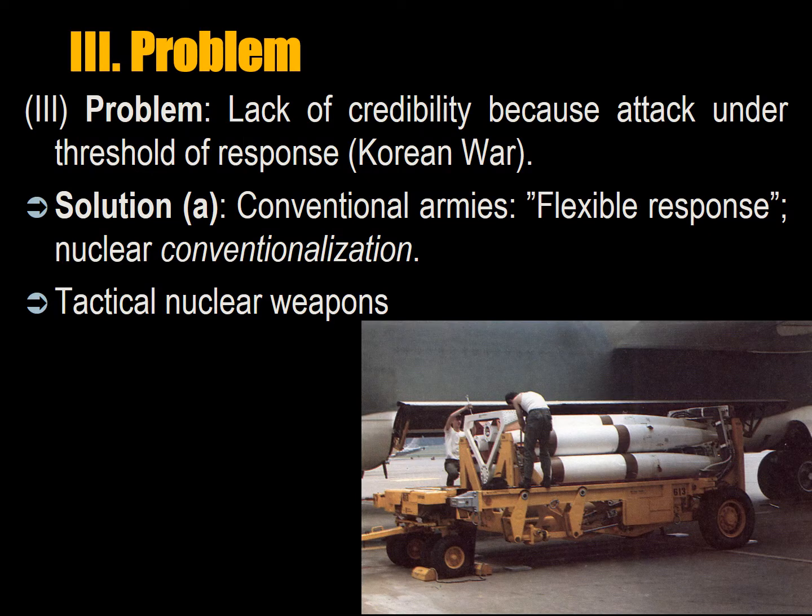Third problem, the lack of credibility because of an attack under the threshold of response. For example, the Korean War. The US had a policy of massive retaliation, but then the Soviets provided a nuclear umbrella, because they had nuclear weapons, to China, which did not have nuclear weapons, and China sent in a large conventional force to intervene in the Korean War. And the US could not stop them with their nuclear arsenal.